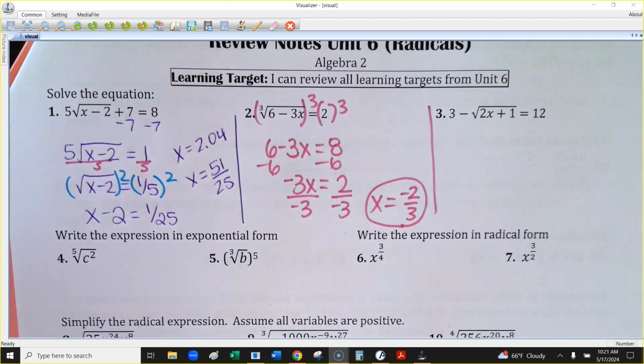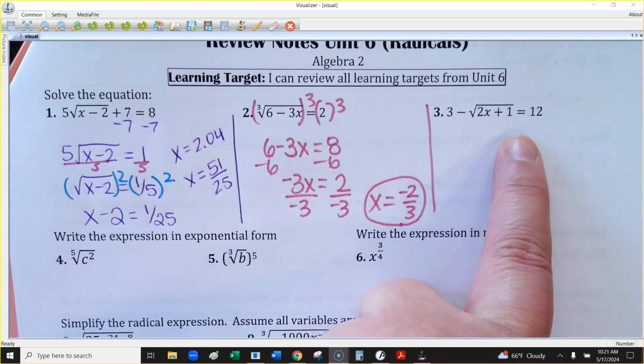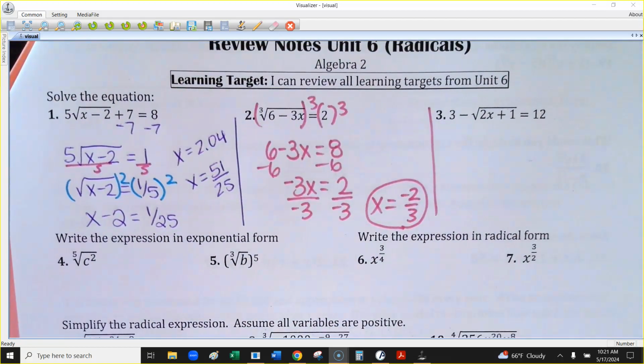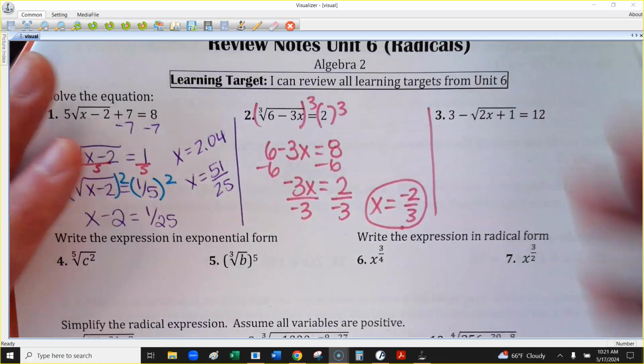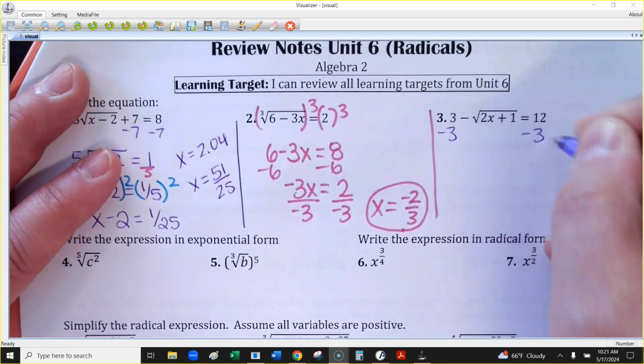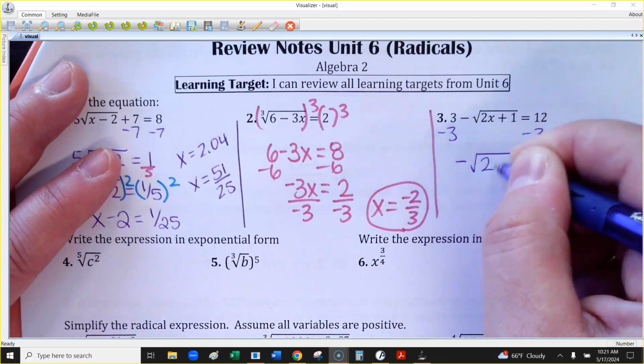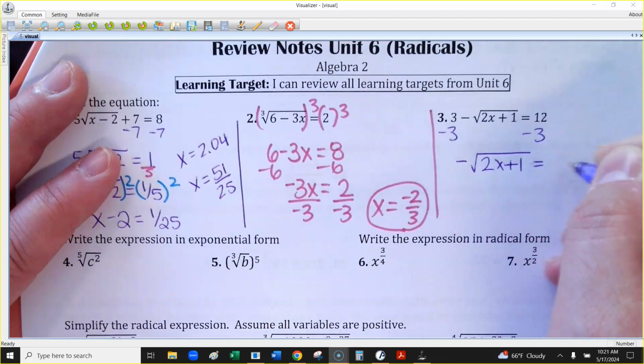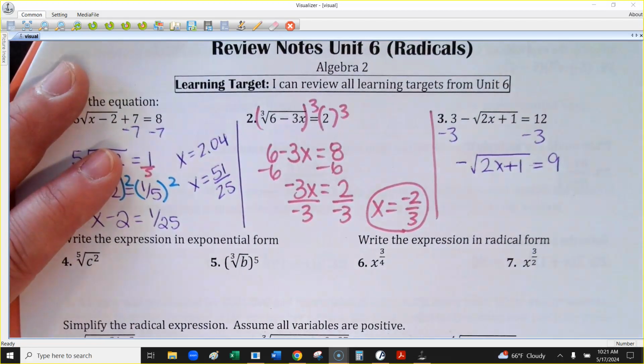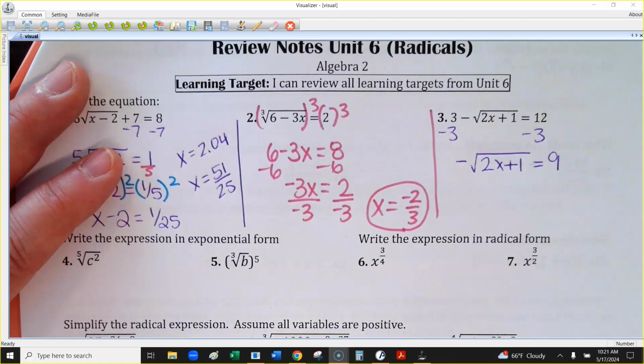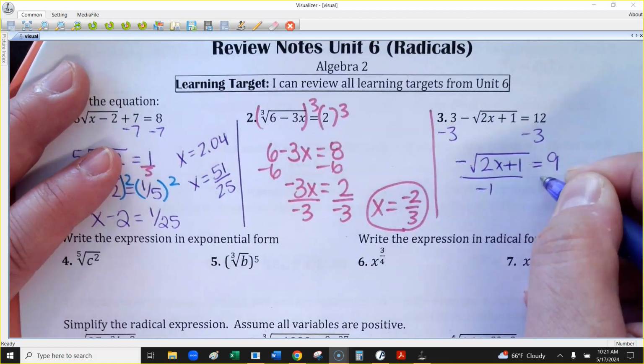I got 3 minus this square root of 2x plus 1 equals 12. What do we think? Let's move the 3, right? Okay. All right, now I get this negative square root of 2x plus 1 equals 9. What should I do next? Get rid of the negative 1.